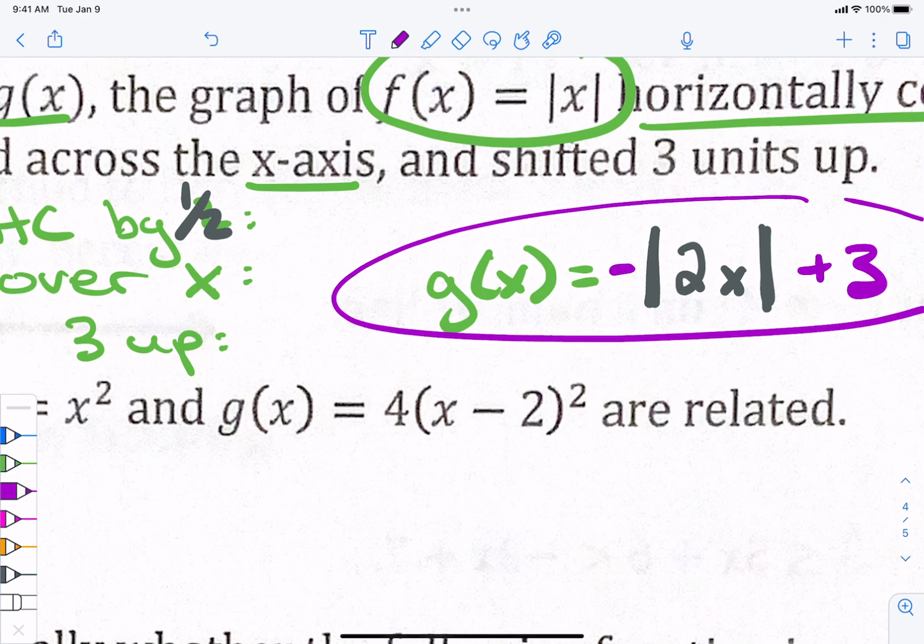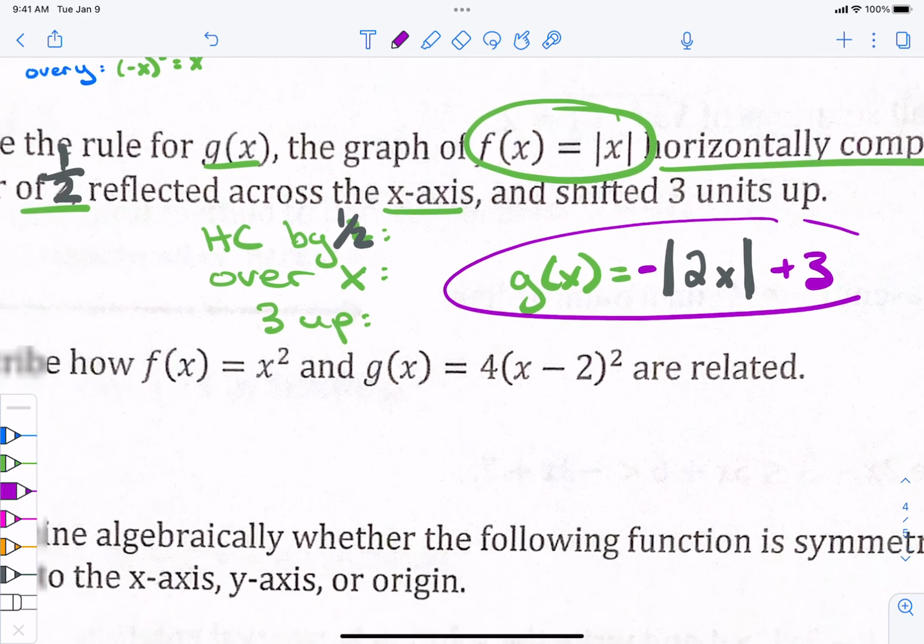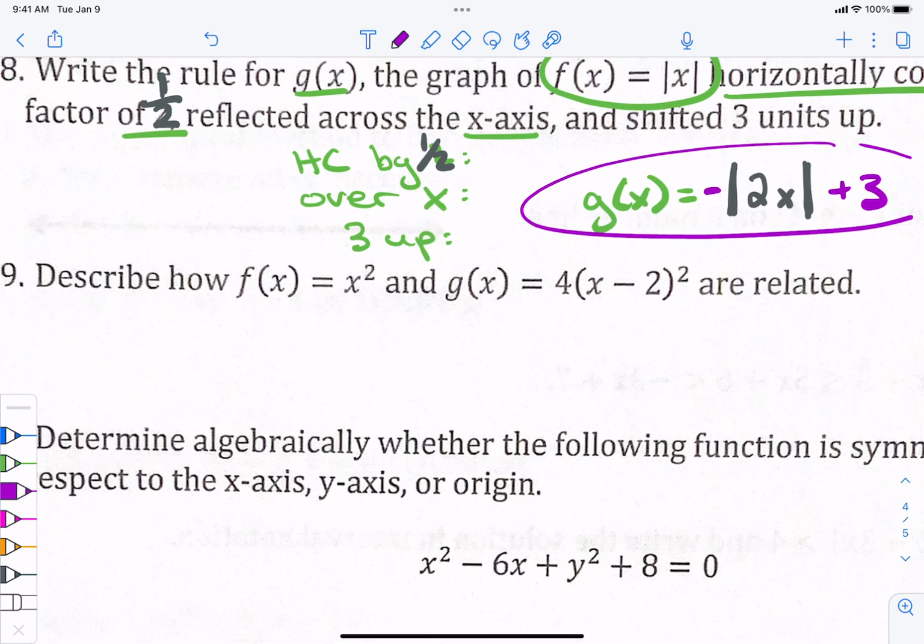Okay. I think going this direction is harder than if they would give you this and you have to tell what's done to it. Does that make sense? I think building the equation is maybe harder than tearing it apart. I don't know. Maybe not. Okay, whatever.